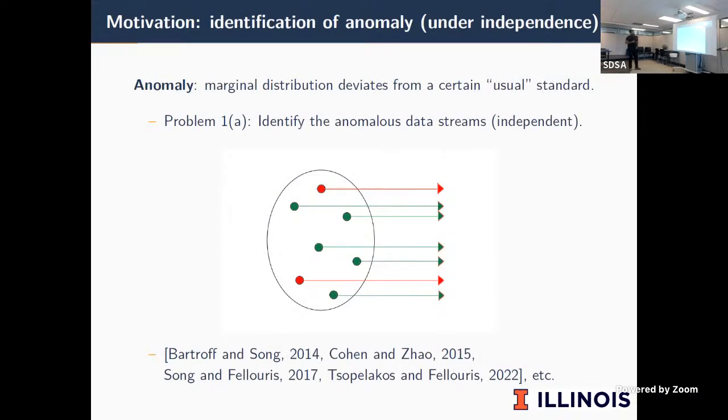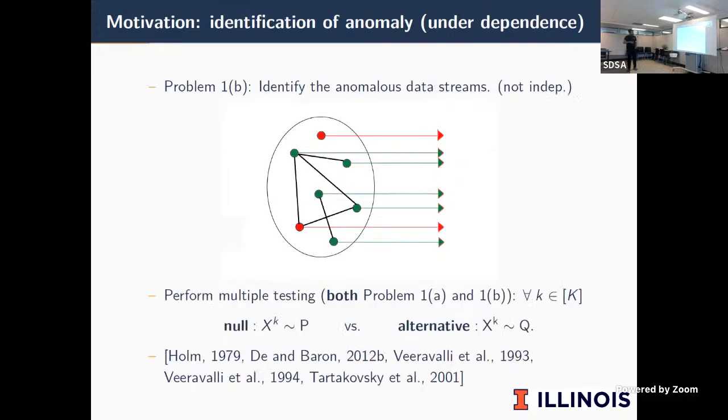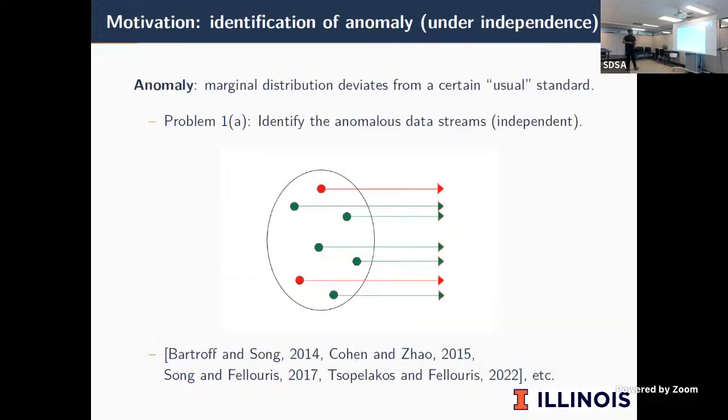There are some very common problems in the sequential literature, like in the multiple testing literature, where sometimes we are interested in finding the anomalous sources. By anomaly, I mean the sources whose marginal distribution deviates from a certain usual standard. So let's say we have these K many sources. Each of them is generating data, and some are anomalous and some are non-anomalous. We have to detect these anomalous sources in real time. Here I'm assuming that the sources are independent.